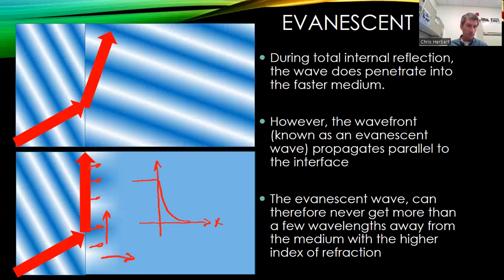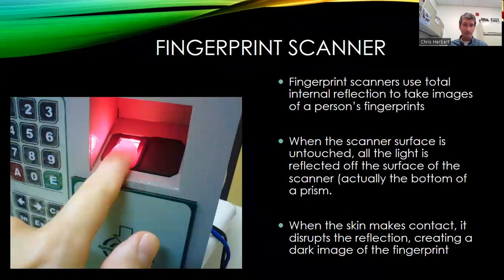So with total internal reflection, you do have some of the wave actually penetrating into the lower index material. It just can't transfer any energy. Now, this can actually be used for a rather interesting application, and that's the fingerprint scanner.